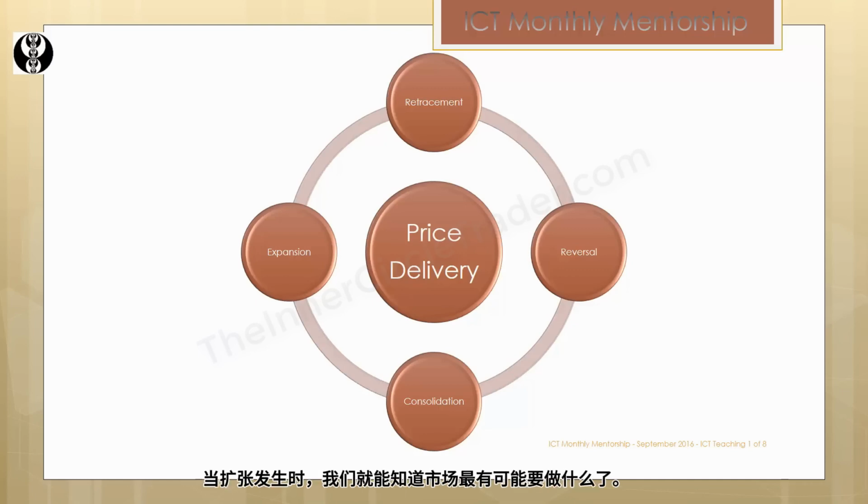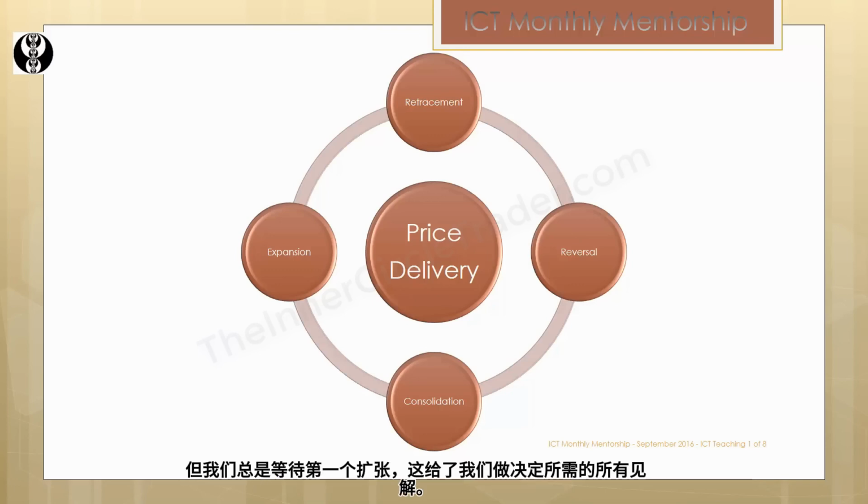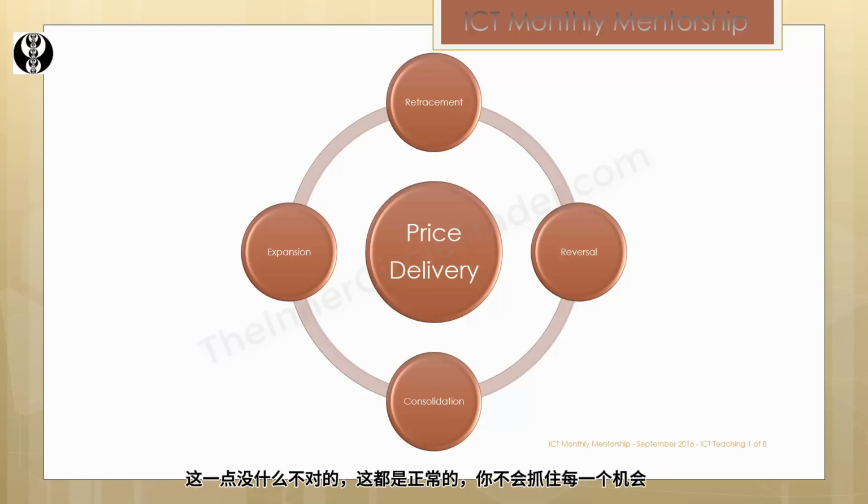When the expansion occurs, that's when we get the clue as to what the market is most likely going to be doing. And then we wait for either a retracement or another consolidation or a reversal. But we always wait for the first expansion. That gives us all the insight that we need to make a decision. Now, sometimes it may expand so far that we can't do anything with it. We have to wait for the retracement or the next consolidation. There's nothing wrong with that. It's all normal. You're not going to catch every move.